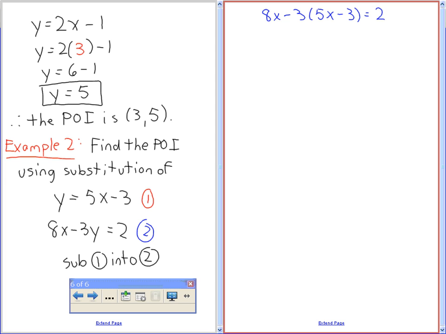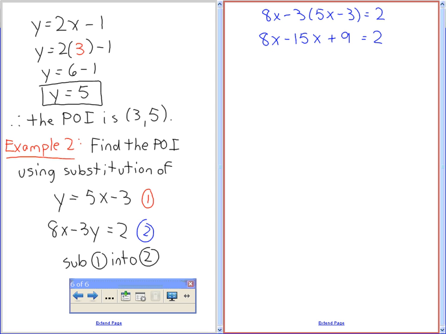All right, Morgan, algebra time. Can you please get rid of those brackets for me? Go ahead. Okay, good. 8x minus 15x plus 9 equals 2. So again, please watch your integers again. Negative 3 times positive 5 is negative 15. And negative 3 times negative 3 is positive 9. Okay, so far so good.